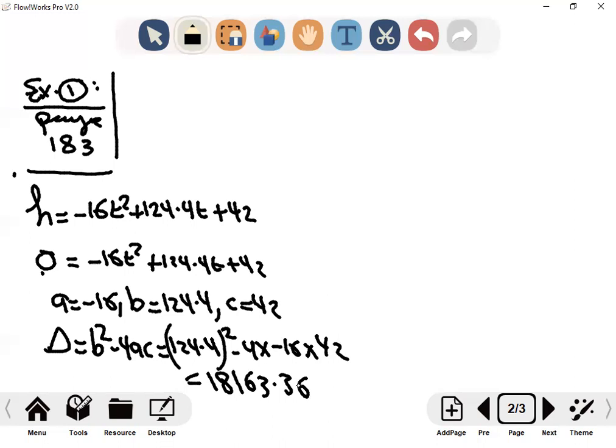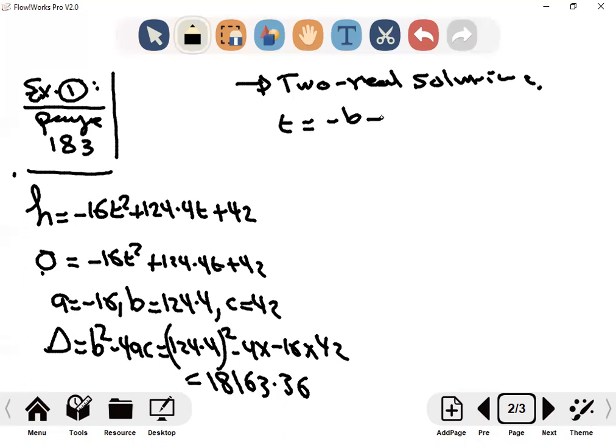Is it positive? Yes. So delta is positive, which means the answers will be what? Two real solutions, right? Right. There we said x equals, but here the variable is t. T is the time, right? So t equals minus b plus or minus the square root of delta over 2a. Replace b, replace delta, replace a, and calculate.